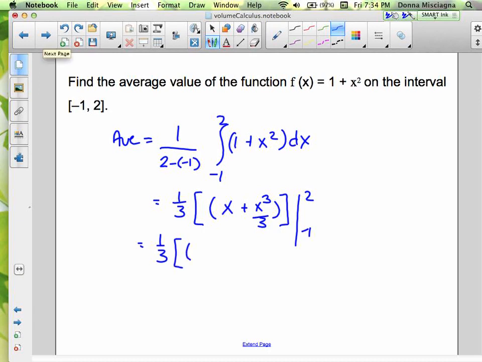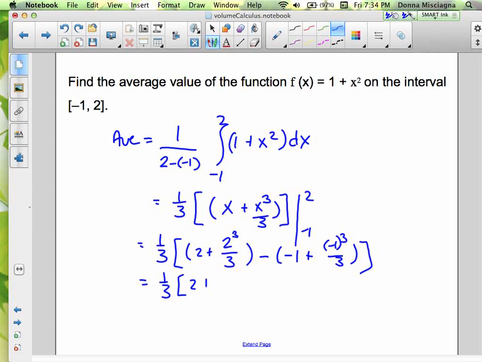So we have 2 plus 2 cubed divided by 3. Teeny weeny 2 there. And then we're going to subtract what we get when we plug in -1. So we have -1 plus -1 cubed divided by 3. So we have 1/3. 2 plus 8/3. Distribute the negative.